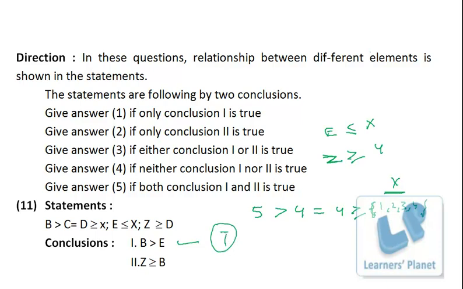Okay, I hope you are getting my point. Z is greater than or equal to 4, so Z may be 4.5 also. If it is 4.5, then it will be less than B, which is 5, and if it is 5.5, then it will be greater than B. So we cannot be so sure about it.